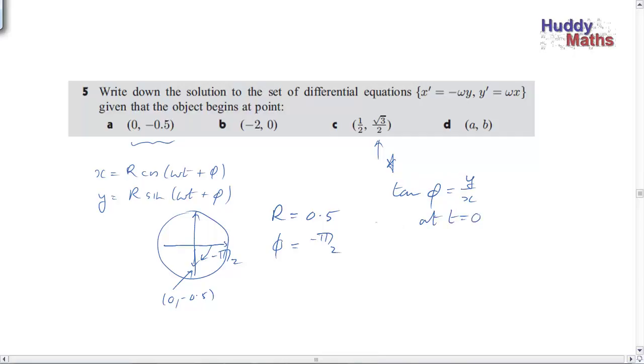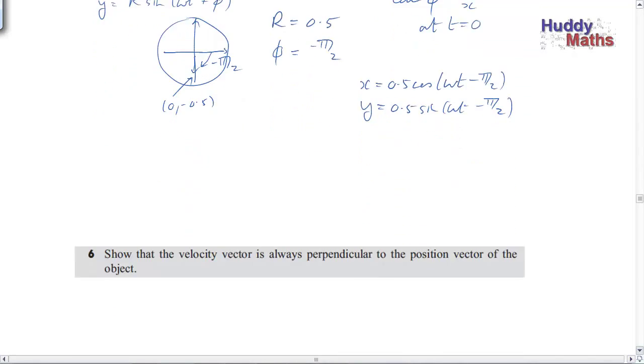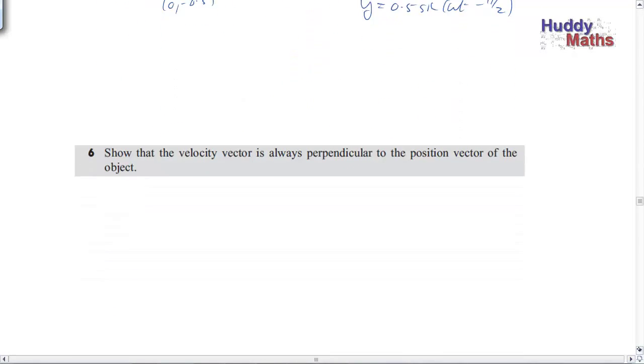Okay, to get your expression there, the solution set is x equals 0.5 cos(omega t minus pi on 2), or plus 3 pi on 2 if you like, and y equals 0.5 sin(omega t minus pi on 2). Okay, so that's the solution set to those. Let's have a look at the new one, the one that is interesting now.